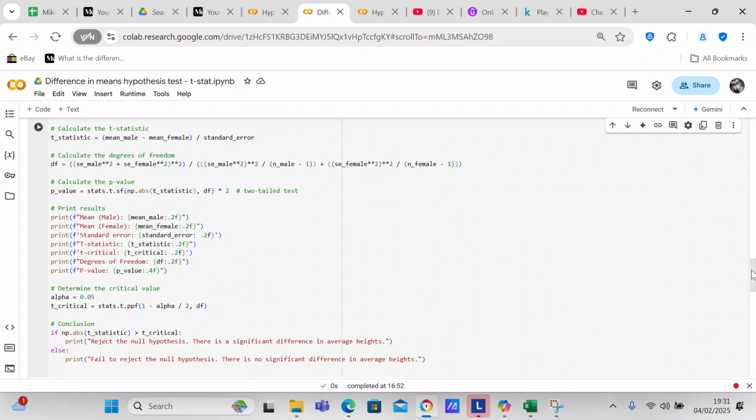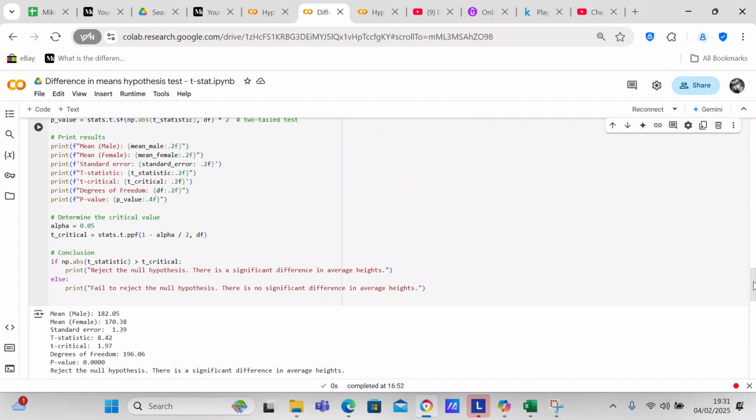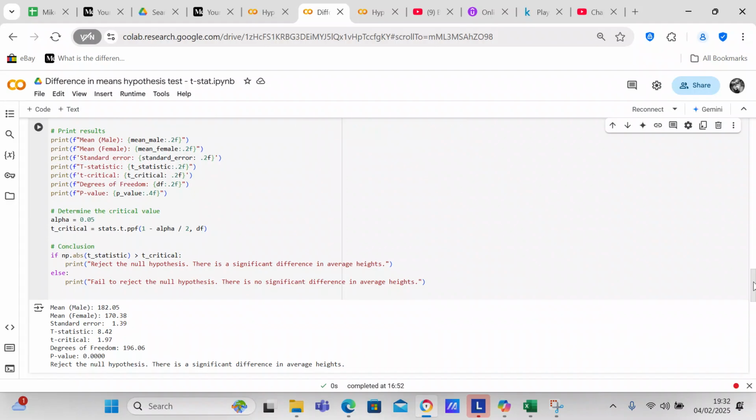Now we're going to calculate the p-value. p_value equals stats.t.sf, and sf means your survival function. Brackets np.abs(t_statistic), comma, df, and it's a two-tailed test. And that's why it's multiplied by 2. And then now we're going to print the results. We're going to print the male mean, the female mean, standard error, t statistic, t critical, degrees of freedom, and the p-value.